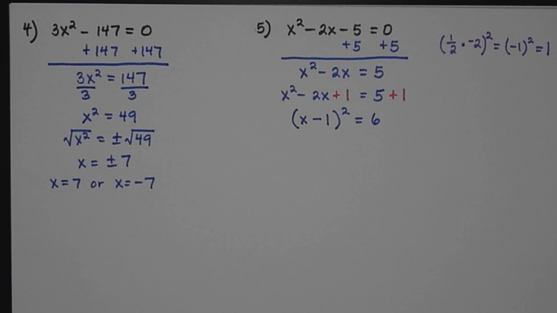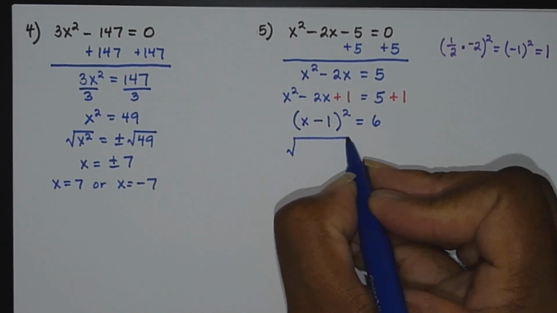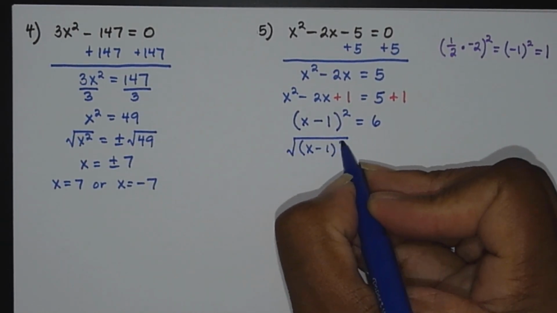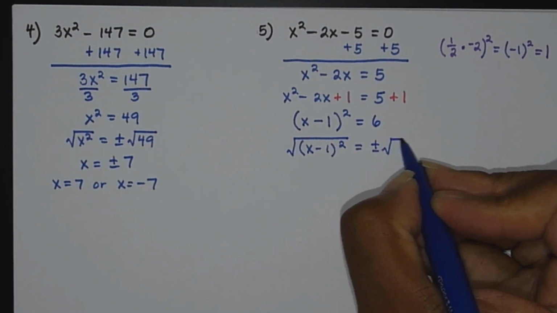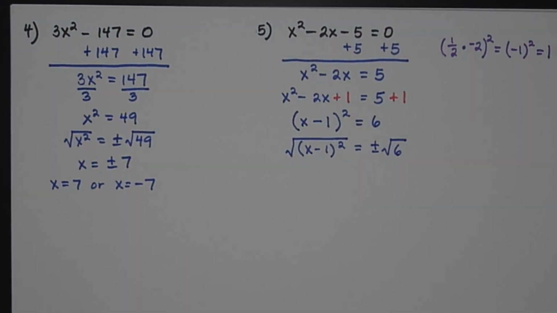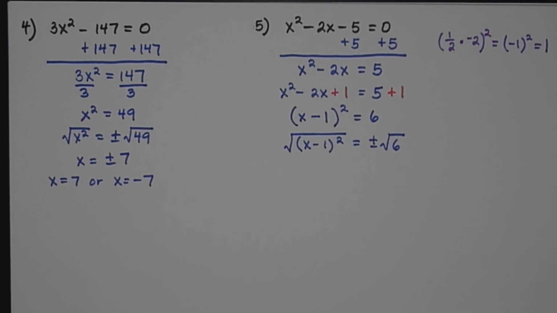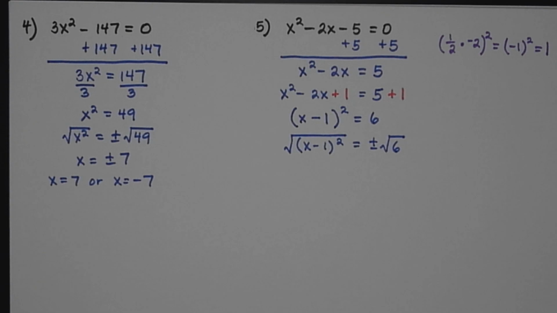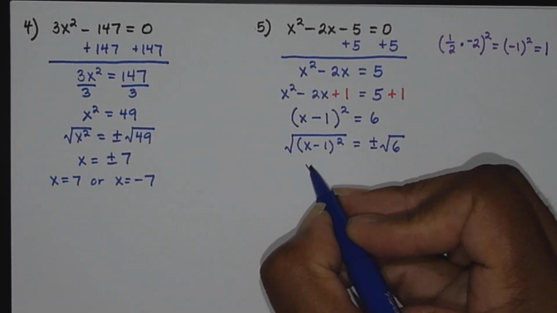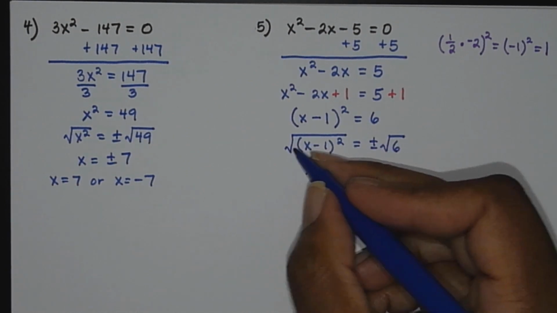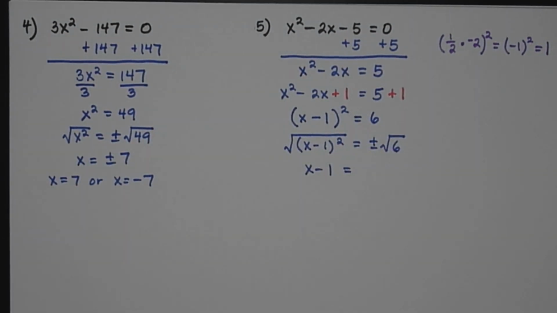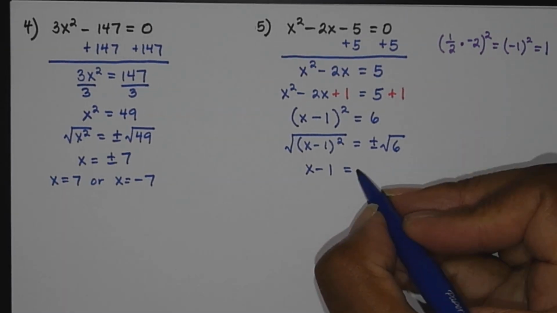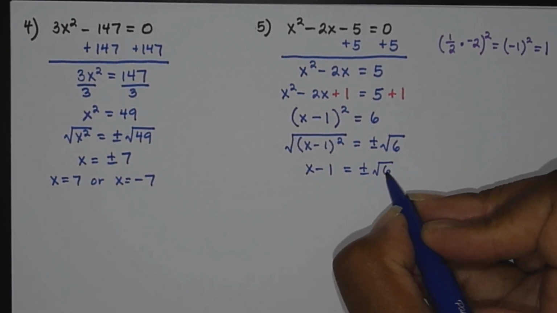All right, so now I can apply the square root property to solve this equation. The x minus 1 is being squared, so the opposite of squaring something would be to take the square root on both sides, include the plus or minus symbol, and then square root of 6. Now, if you take the square root of x minus 1 quantity squared, you're going to end up with just x minus 1, because the square root and the square are inverse operations. And that's equal to plus or minus the square root of 6.